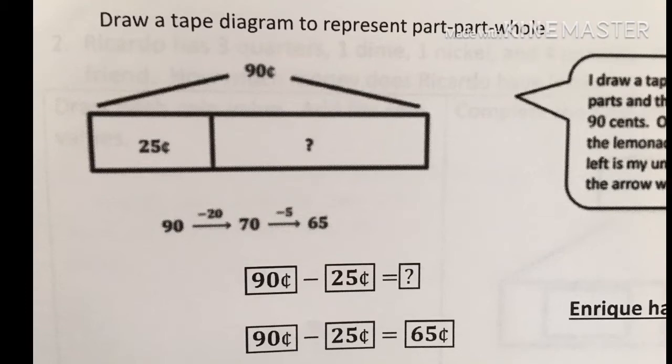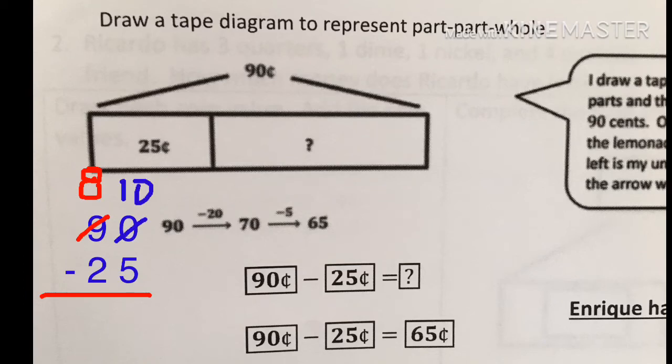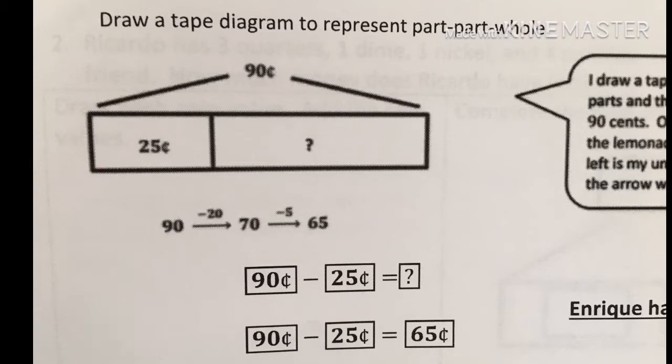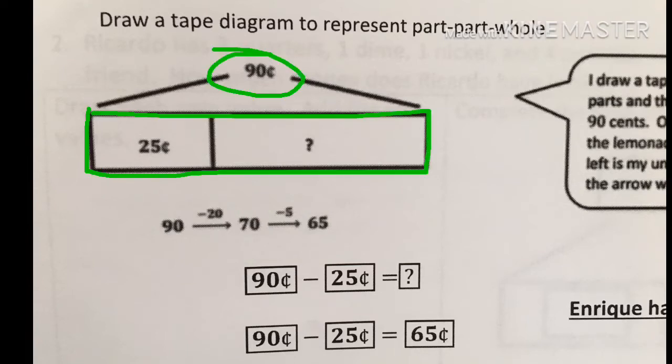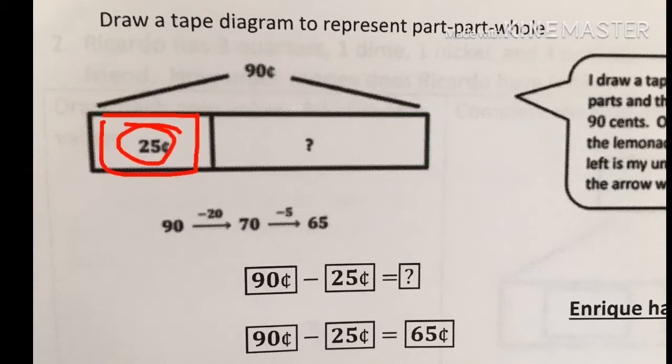The next part of the problem says that Enrique spent 25 cents. That means that we need to subtract 25 cents. So there at the bottom you see the subtraction. 90 minus 25 equals 65. At the top you see the diagram, tape diagram, which represents the same subtraction. 90 is the big rectangle, and then you subtract that little part that is 25 cents, the little rectangle.